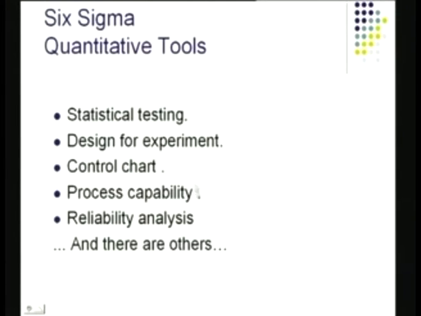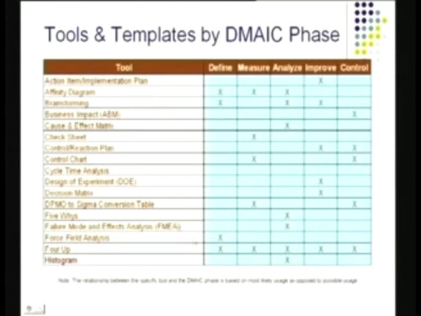I'm going to give you an example there. Process capability, this basically tells you what fraction of your output is acceptable to customers. And indeed, if you really are running quite a tight process. Then of course you've got reliability analysis. These are the different statistical tools that are quantitative tools within Six Sigma.